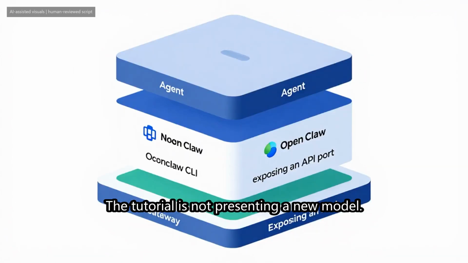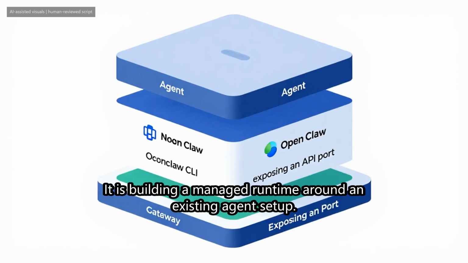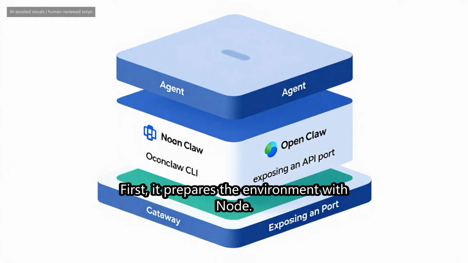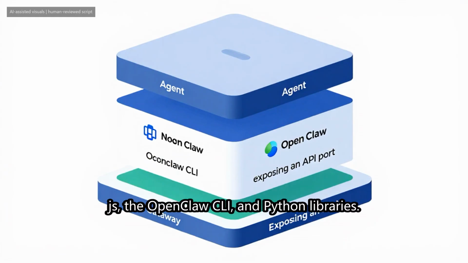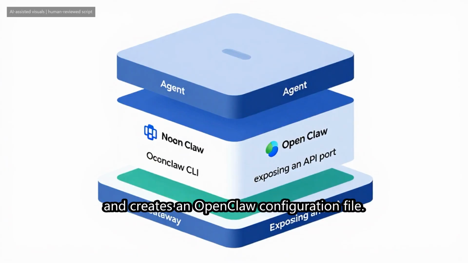The tutorial is not presenting a new model. It is building a managed runtime around an existing agent setup. First, it prepares the environment with Node.js, the OpenClaw CLI, and Python libraries. Then it collects the API keys securely, sets up directories, and creates an OpenClaw configuration file.